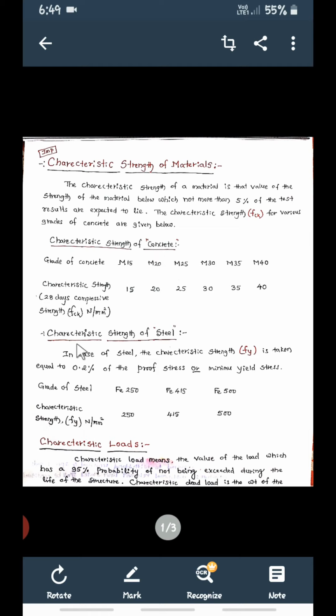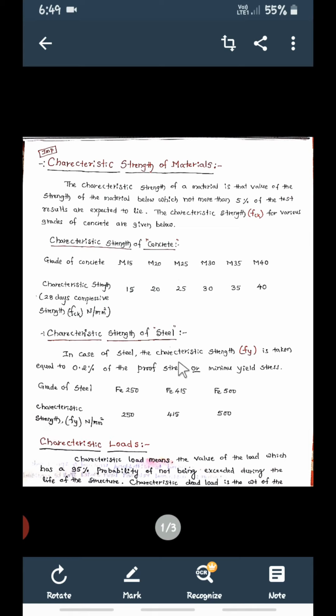Similarly, another material we are going to use is steel. What is the characteristic strength of steel? In case of steel, the characteristic strength is indicated as fy, that is yield strength. For concrete it is fck.